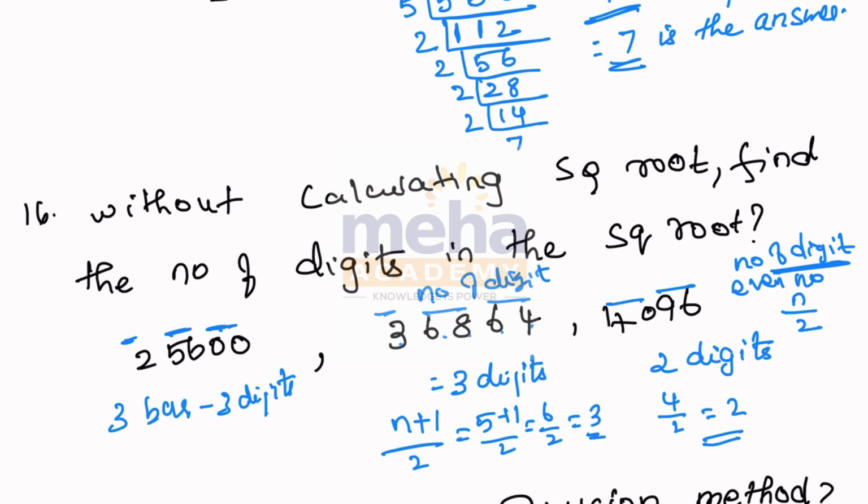This is the other method. So again here it is an odd number. So it is (n plus 1) by 2. What is n? 1, 2, 3, 4, 5. So 5 plus 1 by 2, that is 6 by 2, that is 3. So these are the two methods to find the number of digits in the square root without actually doing the division.